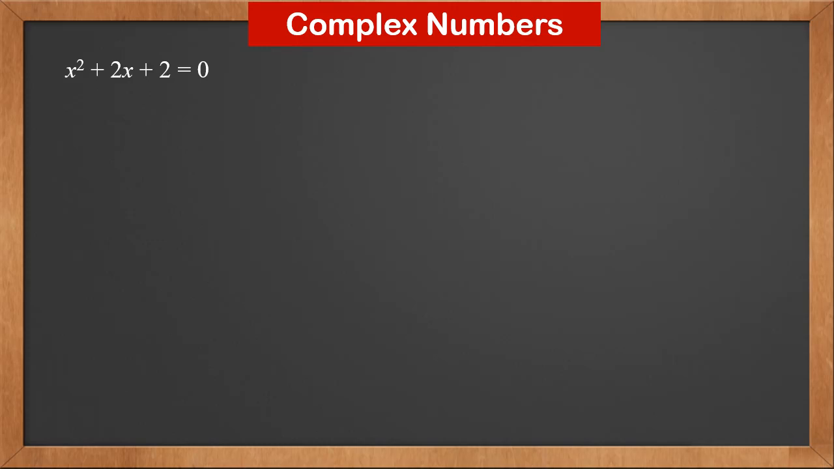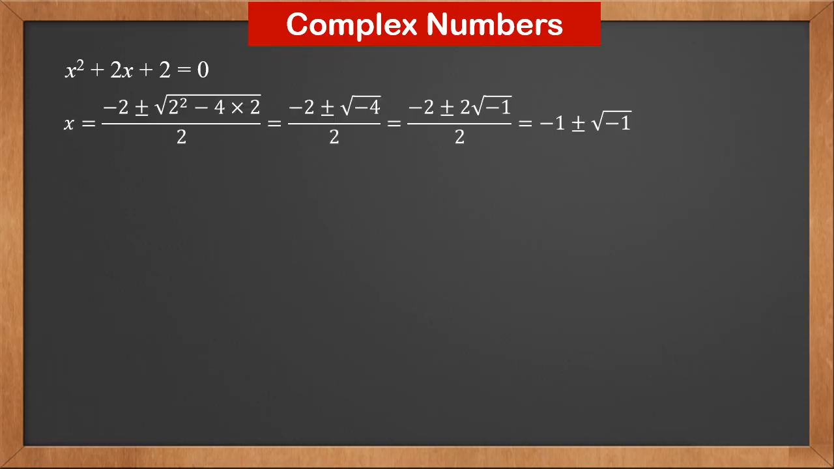To introduce complex numbers, let's start from solving a quadratic equation, x squared plus 2x plus 2 equals 0. We know from the formula, the solutions are -2 plus minus root (2 squared minus 4 times 2) over 2. The discriminant is -4, which can be written as 4 times -1. Root 4 is 2. So root -4 can be written as 2 times root -1. Therefore, the two roots are -1 plus minus root -1.